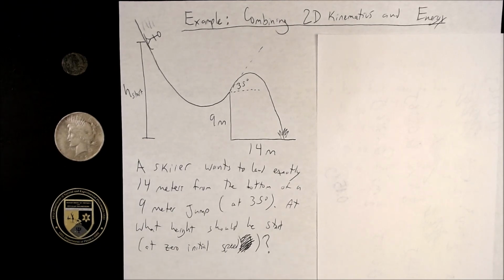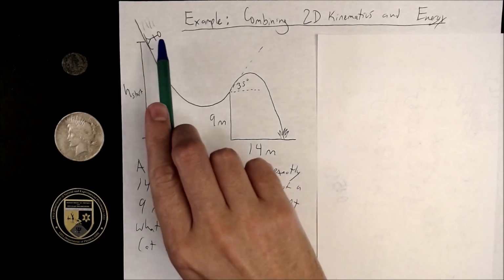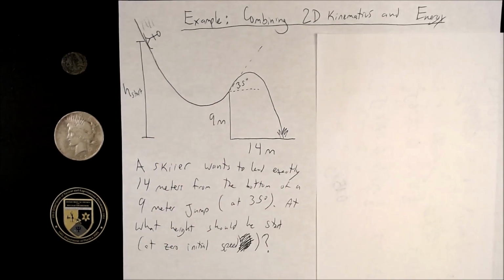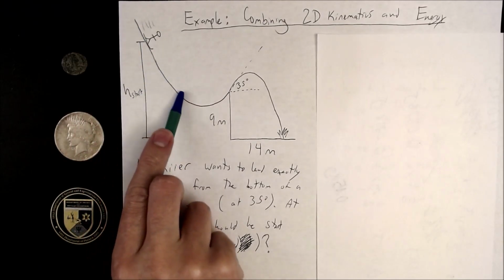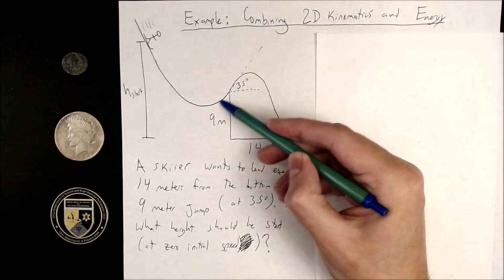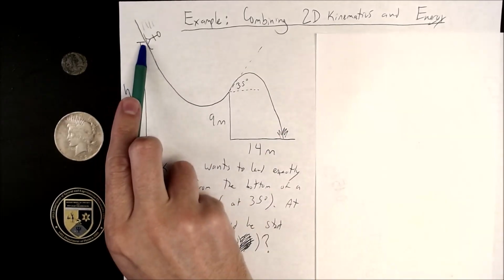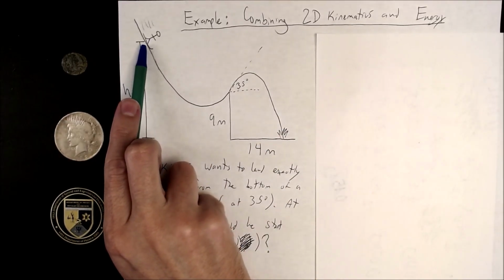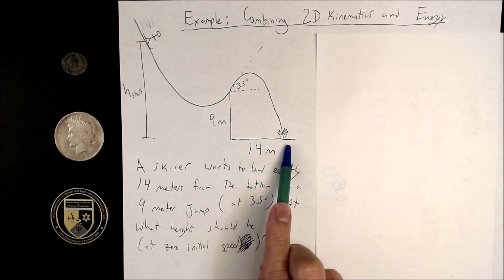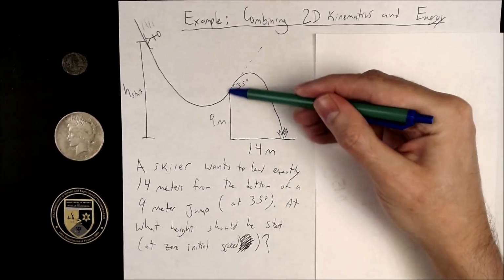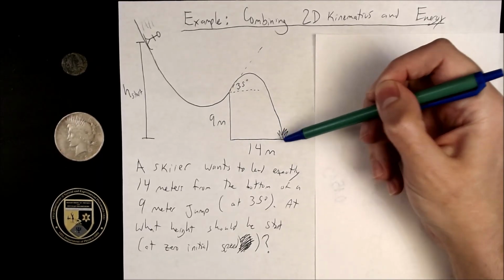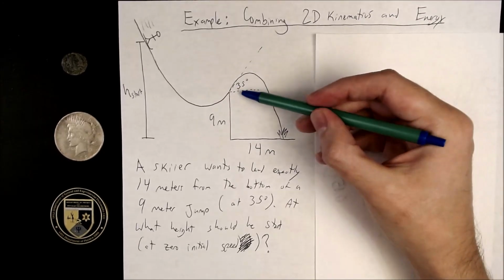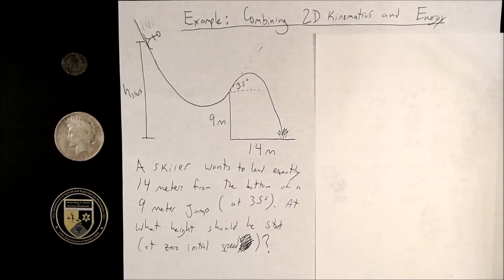So they're neat. Anyway, what we're looking for is a problem combining two-dimensional kinematics and energy together. Here's the situation. We've got a hill, and we've got a ramp at the end of this hill. We've got a skier. That skier wants to land exactly 14 meters away from the end of the ramp. Here's the end of the ramp. The ramp is 9 meters tall. The skier wants to land 14 meters away, right there. The angle of the ramp is 35 degrees.